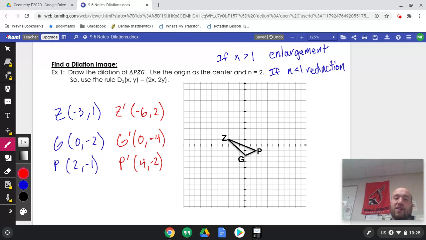Now, if we are graphing it, which in this case we are supposed to draw the dilation. So I think on your It's Learning homework, that would be all you'd have to do is fill in those 3. For this, though, we want to graph it. So negative 6, 2, 0, negative 4 here, and 4, negative 2.